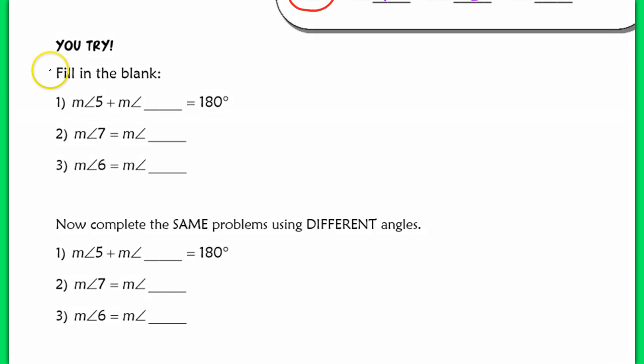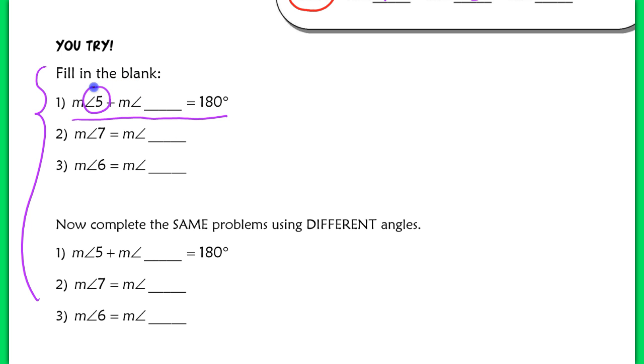I want you to try to fill in these blanks here. You've got lots of options for filling in each of these. Here in the first one, we're just trying to show what two angles add up to 180 degrees with angle 5. So you just pick one other angle that'll add up to 180 degrees. And then in problems 2 and 3, you're finding an angle that is exactly the same measure as angle 7 and an angle that is exactly the same measure here as angle 6. So there's lots of options. As you saw in that table above, we filled out so many different options.